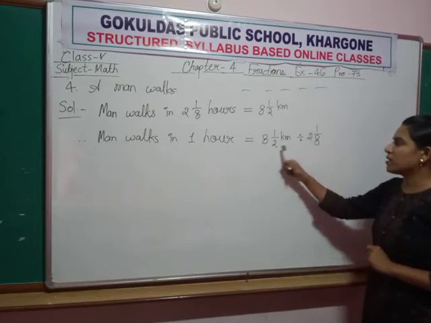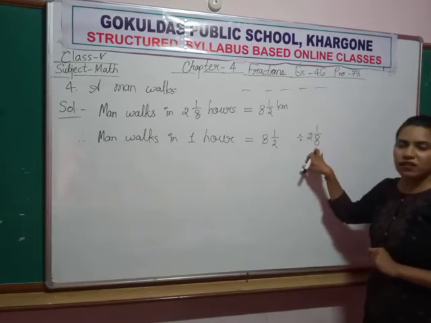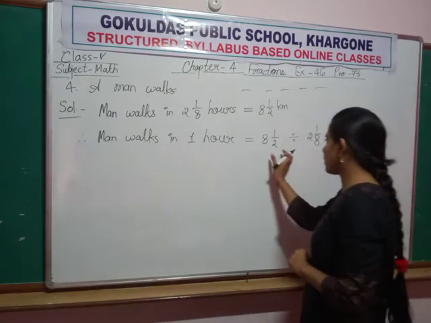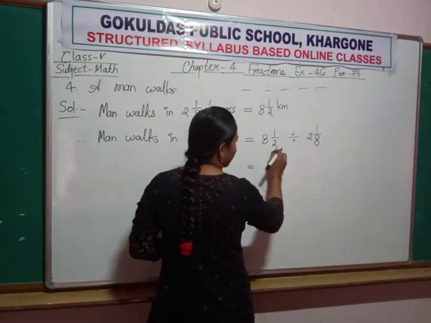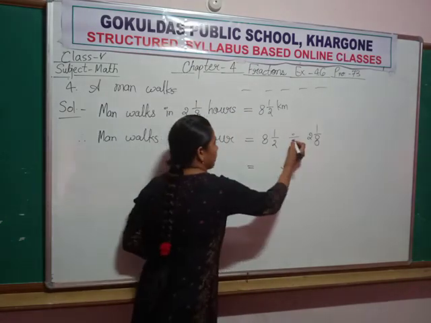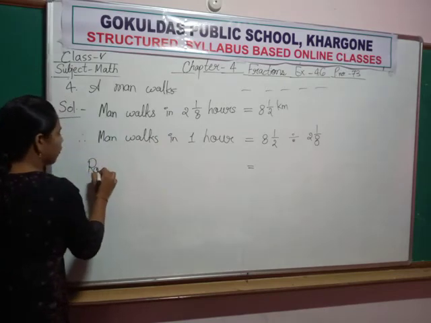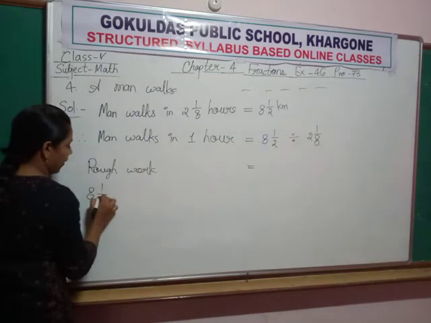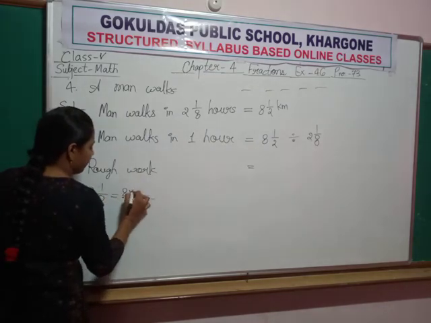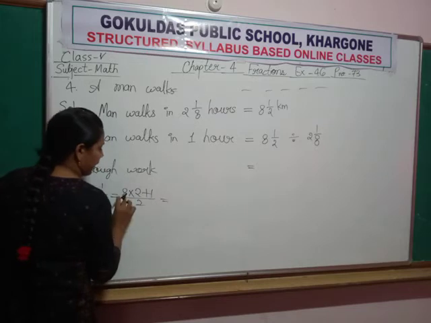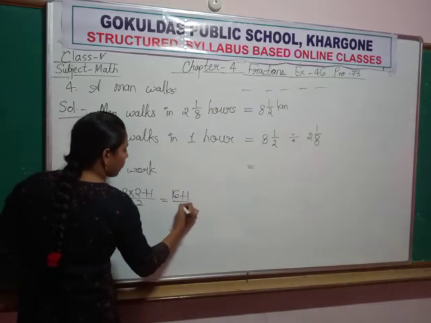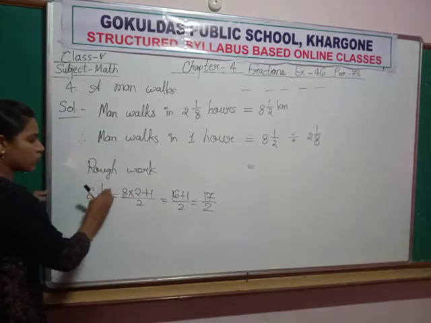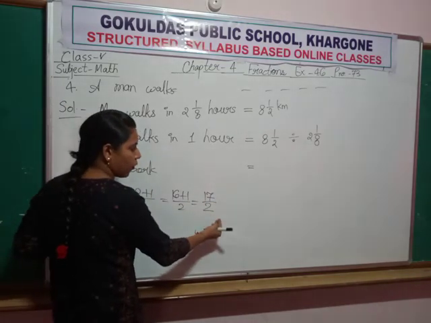Here both the numbers are mixed fractions. So in rough work we convert them to improper fractions, and I am showing you how. 8:1/2: 8 into 2 gives 16, plus 1 means 17/2. When I convert 8:1/2, my result is 17/2.